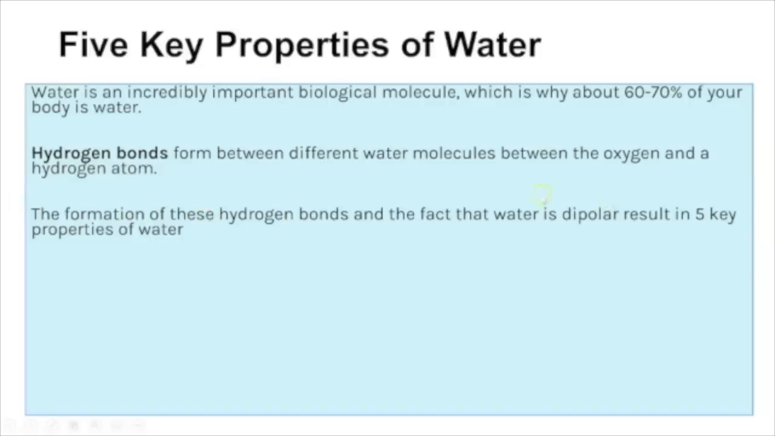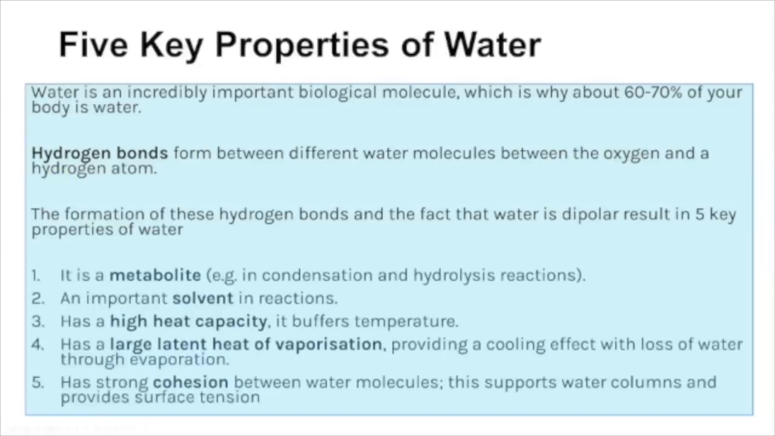Water is also described as being polar or dipolar because the oxygen has a slight negative charge and the hydrogen has a slight positive charge in the water molecule. So the 5 properties: number 1, water is a metabolite, which means it's involved in chemical reactions. We've already seen in this video how it's involved in condensation and hydrolysis reactions, but it's also involved in photosynthesis.